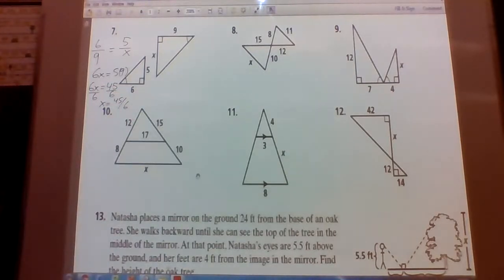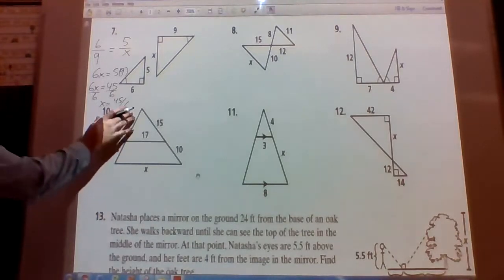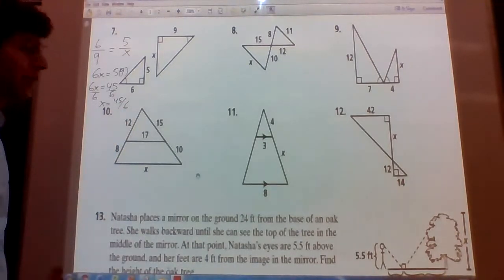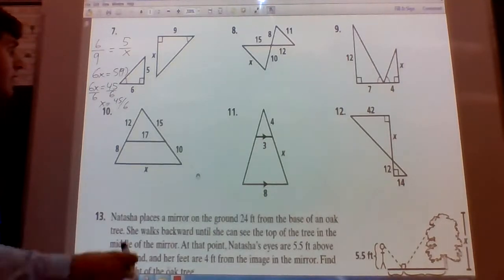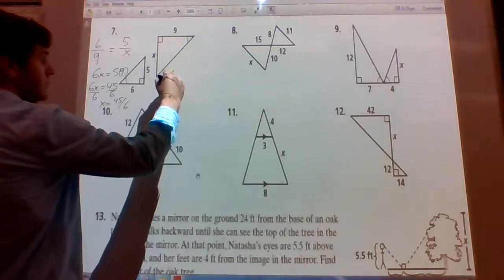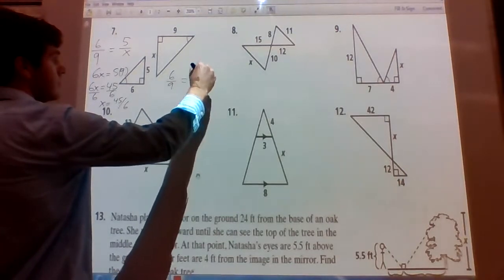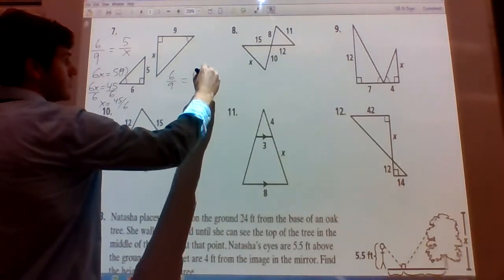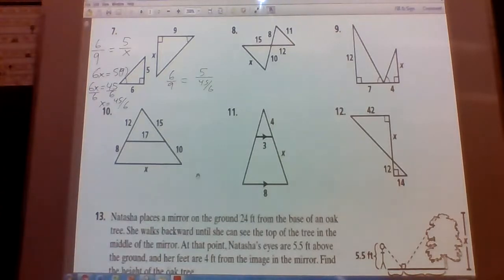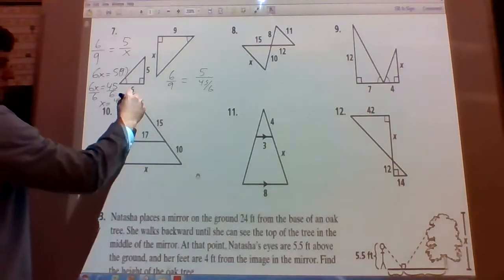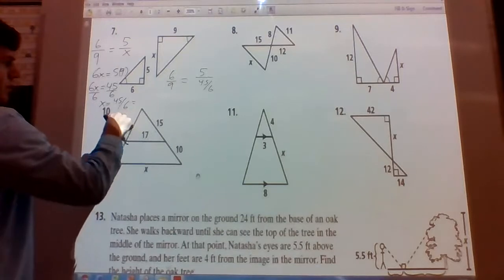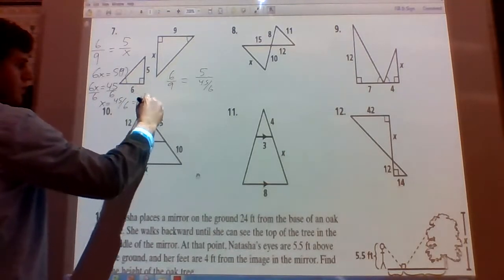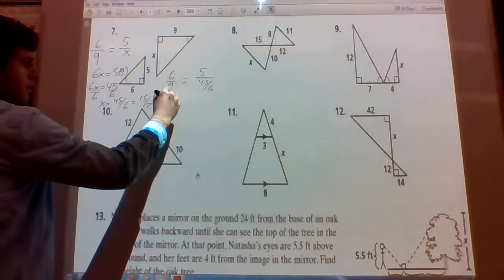Is that right? Well, we got a fraction. We should probably check our answer here, because I don't know if that's the right answer. So let's check and see if we did it right. We know that 6 over 9 should equal 5 over 45 sixths. Again, this is also going to equal, we can divide by 3, and we get 15 over 2. So it's really going to be 7.5.